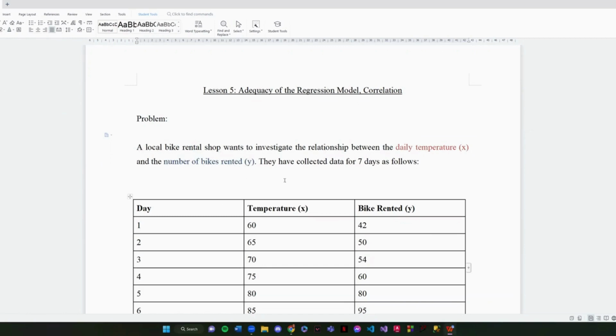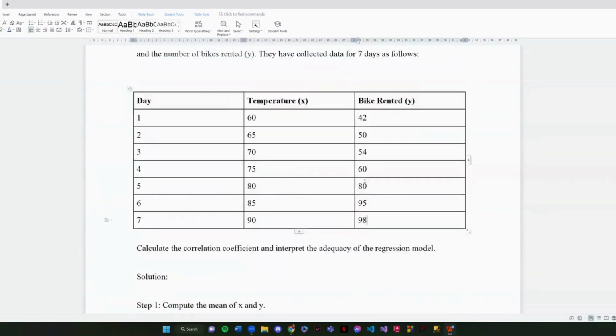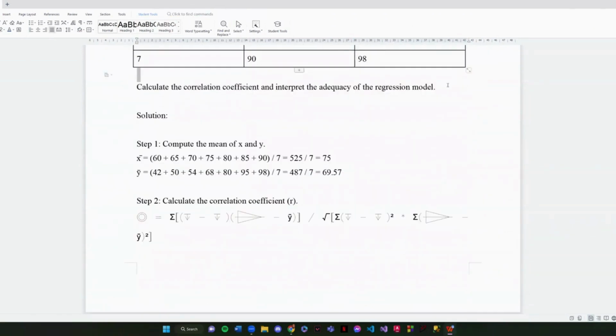We have day 1, 60, 42, day 2, 65, 50, day 3, 70, 54, day 4, 75, 60, day 5, 80, 80, day 6, 85, 95, day 7, 90, 98. So our task is to calculate the correlation coefficient and interpret the adequacy of the regression model.